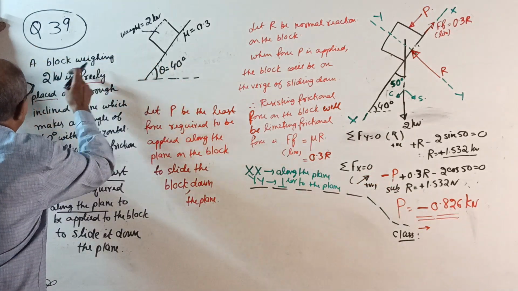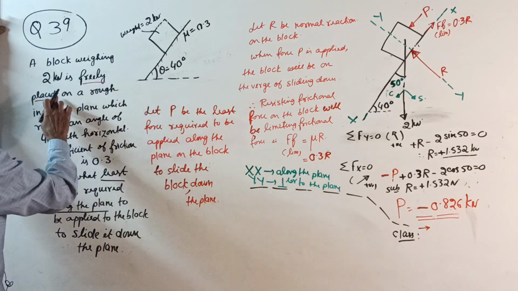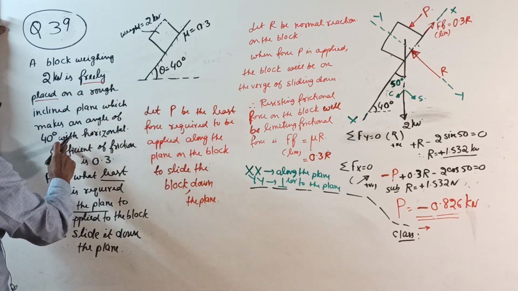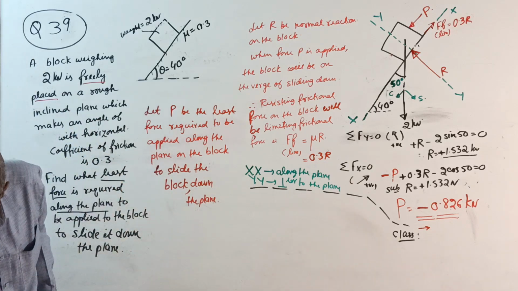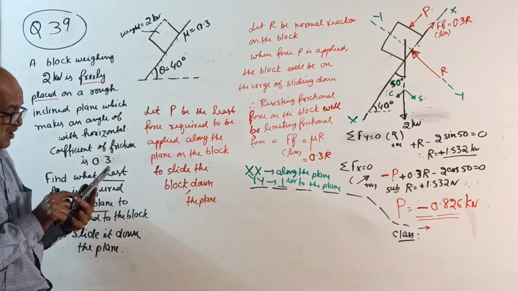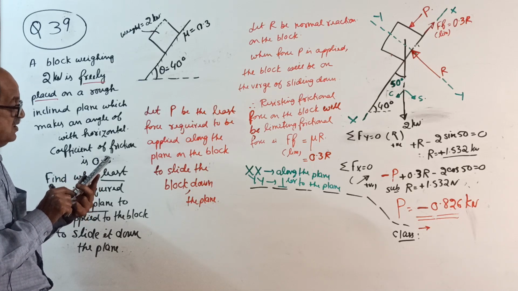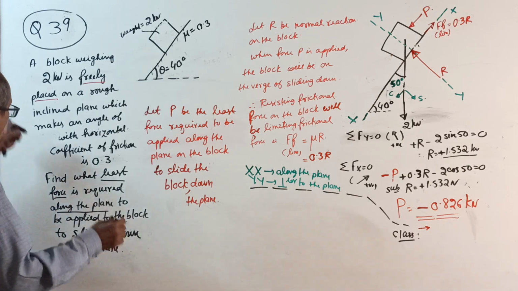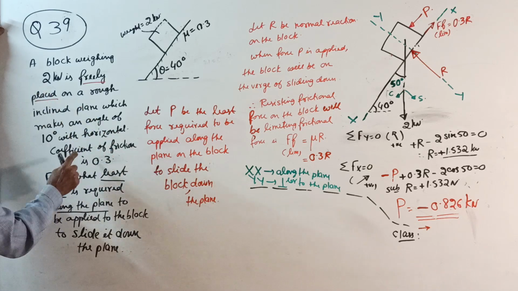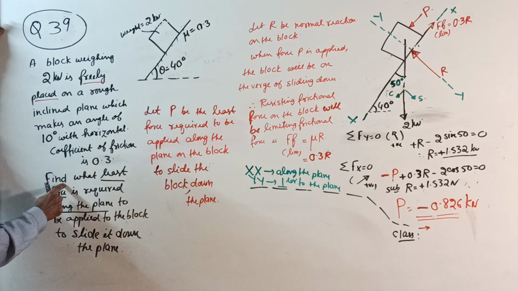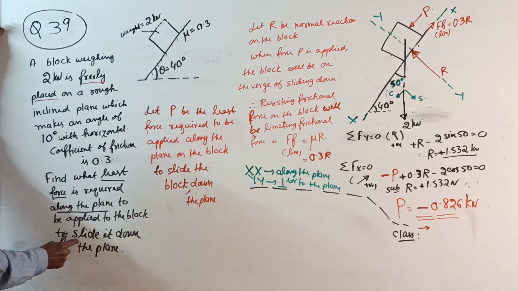See, a block weighing 2 kN, the same 2 kN only, is freely placed on a rough inclined plane at an angle of, what angle did I get there? Shift tan inverse 0.3 is 16 point something. At an angle of 10 degrees with the horizontal. Coefficient of friction is 0.3. Find what least force is required along the plane to be applied to the block to slide it down.